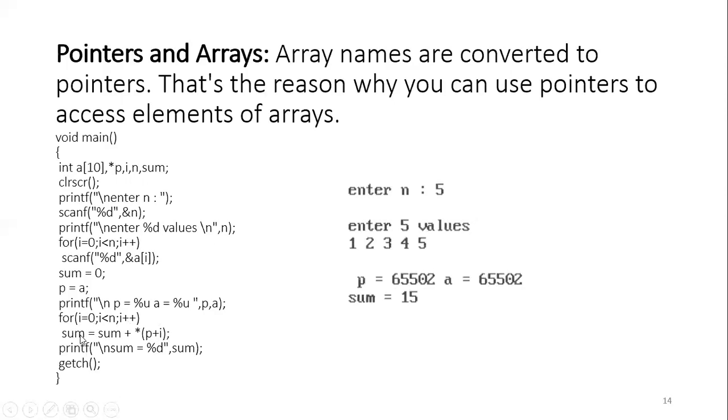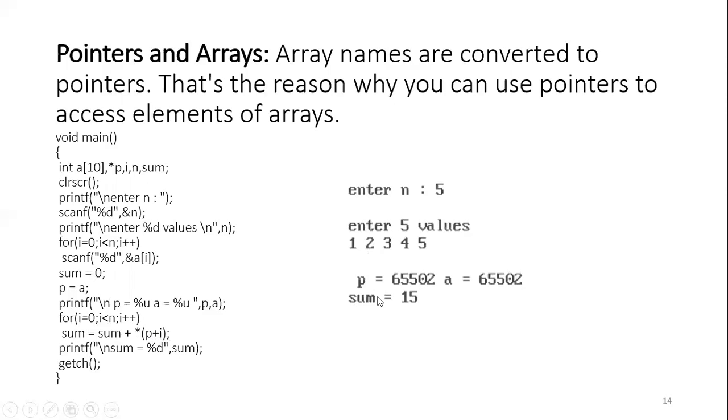Now what does sum contain? Sum contains value 1. I plus plus. Value of I is 1. P plus 1. 65,502 plus 1 is nothing but 65,504 because the size of the integer is 2 bytes. So when I apply the dereferencing operator, we get the value which is present in the next location, which is 2. So 1 plus 2 is 3. Again I plus plus. Value of I is 2. 2 is less than 5.